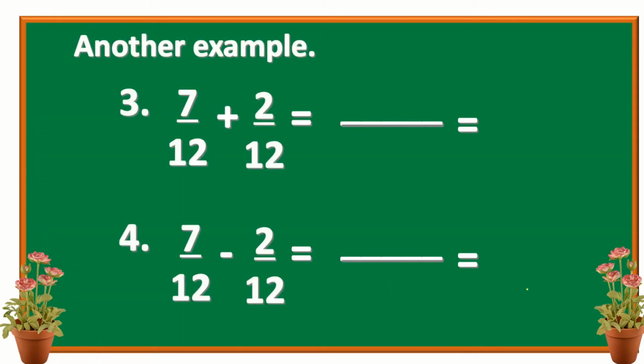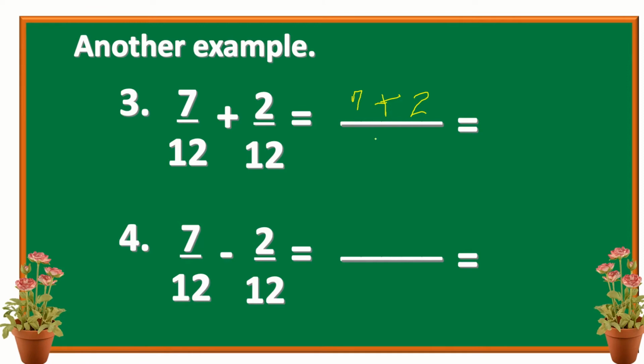I gave you more examples so you can understand better. 7 over 12 plus 2 over 12. And number 4 is 7 over 12 minus 2 over 12. Here again, the operations only are different, but the numbers are still the same. So 7 plus... I'm sorry for my penmanship because it is just the cursor. Oh, I mean, this is not 12 but 2. So we erase that. Okay. Now that is already correct.